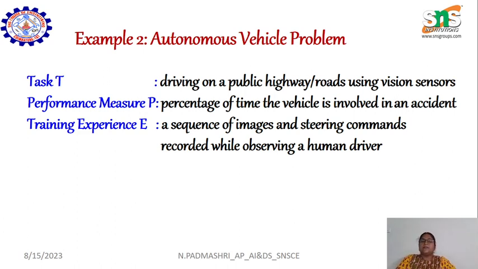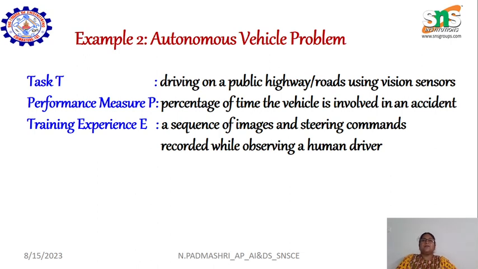So when we classify that, the T is termed as driving on a public road using the sensor. And what is the performance? P is classified as the percentage of the time that the vehicle is involved in an accident. And experience will be images, a sequence of images and steering commands recorded while observing a human driver.